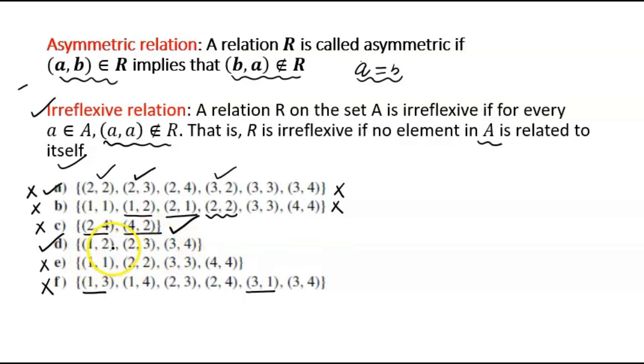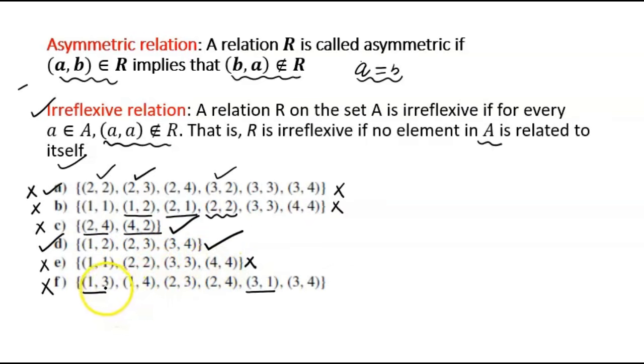1 comma 2 is there, 2 comma 3 is there, and 3 comma 4 is there. So there is no element like a comma a, so this is also irreflexive. Here this is not irreflexive because 1 comma 1 is also there, 2 comma 2 is also there. Even if only one of them is present, it will not be irreflexive. Here more than one element of type a comma a is present, so this is also not an irreflexive relation.